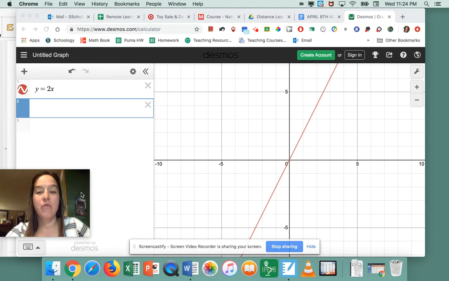I had you guys go on this website and play around and see what you could come up with, changing the slope and changing the y-intercept. It was just kind of an investigation for you to see what would happen. I wanted to start today by talking about yesterday's activity.